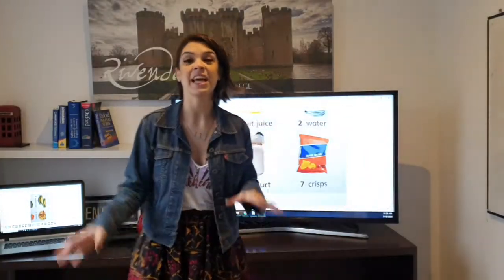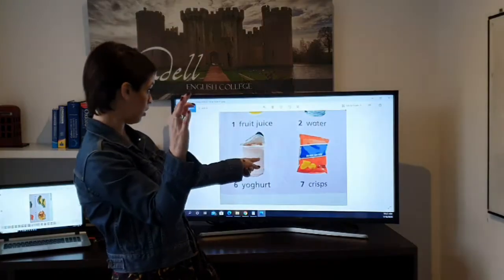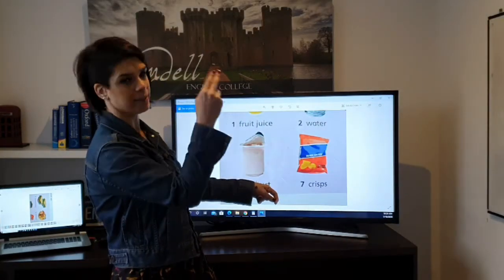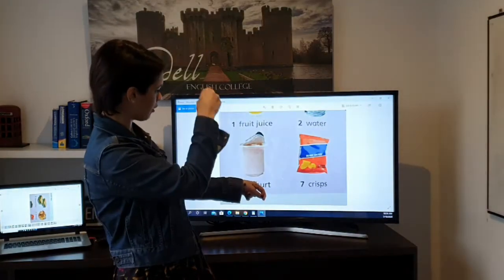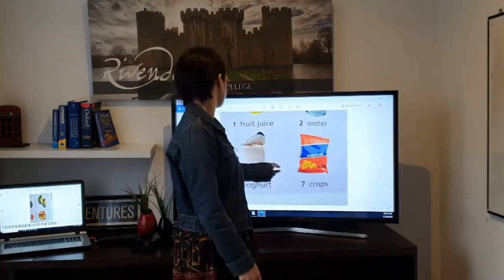Number 7 is crisps. They are not the ones that you eat in McDonald's, okay? These are Lay's, you know Lay's? Here's the packet with the Lay's potatoes, those types. That type of potatoes, those are crisps. The question is, do you like crisps? I love crisps. They are delicious.